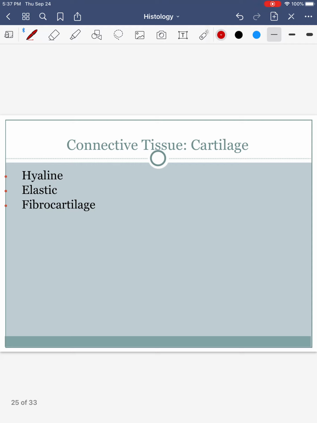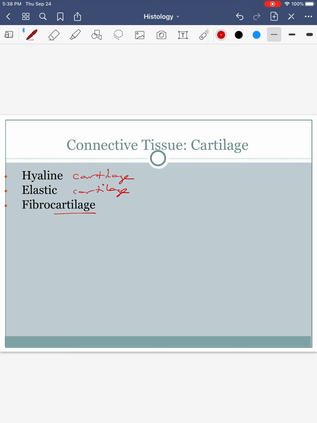All right, we are moving right along here. Next, we have cartilage. You've all heard of cartilage, but now we're going to determine the 3 different types of cartilage. Hyaline cartilage, elastic cartilage, and fibrocartilage. Now, when you write this on your practical, you're going to want to make sure you say hyaline cartilage, elastic cartilage, or fibrocartilage. You just don't want to say hyaline. I want you to give me the whole thing.